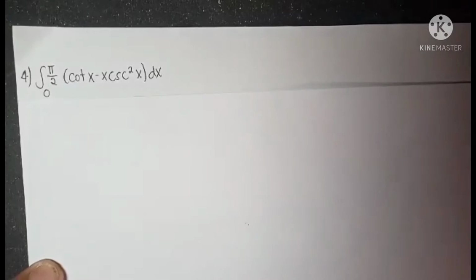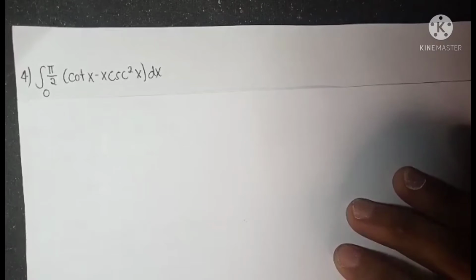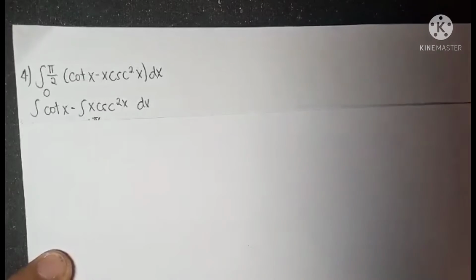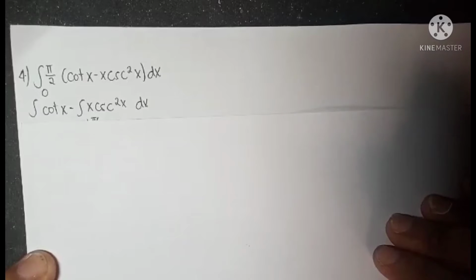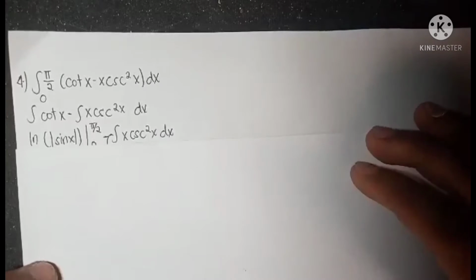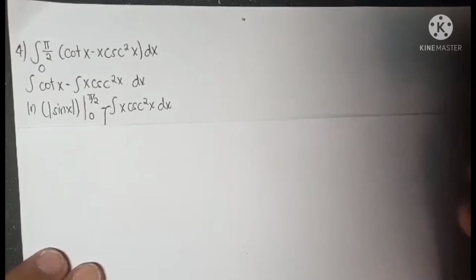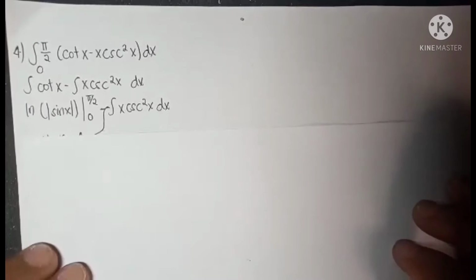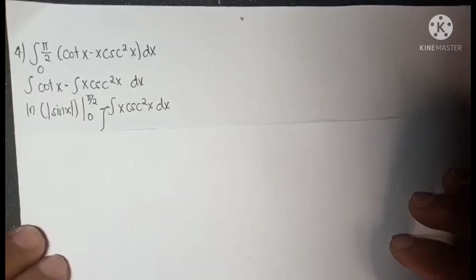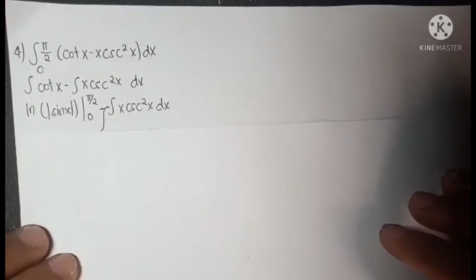So, our given number 4 is the integral of cotan x minus x cosecant squared x dx from 0 to pi over 2. Integral of cotan x minus the integral of x cosecant squared x dx. So, the integral of cotan x is ln sin x from 0 to pi over 2 minus the integral of x cosecant squared x dx.